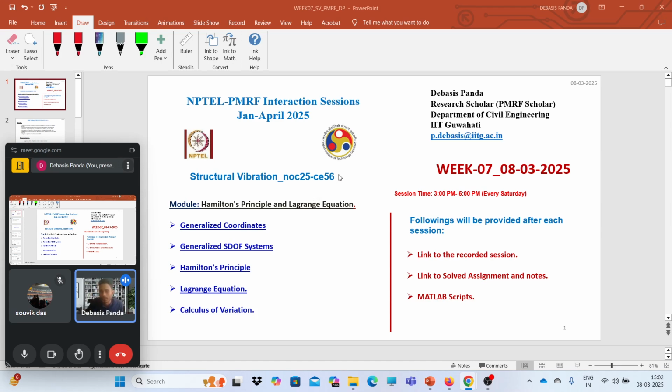Mainly the Hamiltonian principle and Lagrangian equation, and how we can use them to solve different dynamic systems. We will first start with the general coordinate system, then the general SDOF system, then we move to Hamiltonian principle. We will develop the Lagrangian equation from Hamiltonian principle, and we will see different forms of variational principle like Euler's first and second equation, also Hamiltonian equation, and all these things. So let's start today's session.